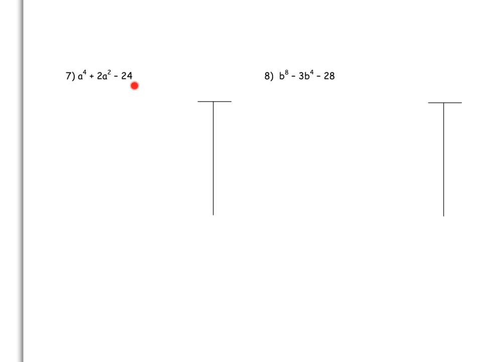So in example 7, since there was no GCF, we're going to go straight to multiplying the first term and the last term, also remembering to keep that negative. So this would be negative 24, a to the 4th. So we want to find the factors of negative 24 just as we did before, but now they have to multiply to a to the 4th. So we need an a squared and an a squared. That's it. That's the only difference.